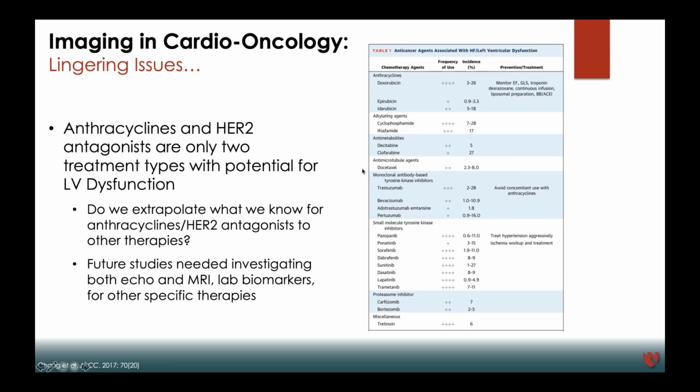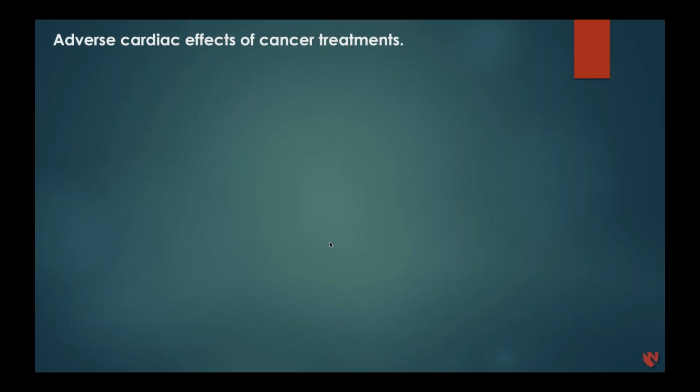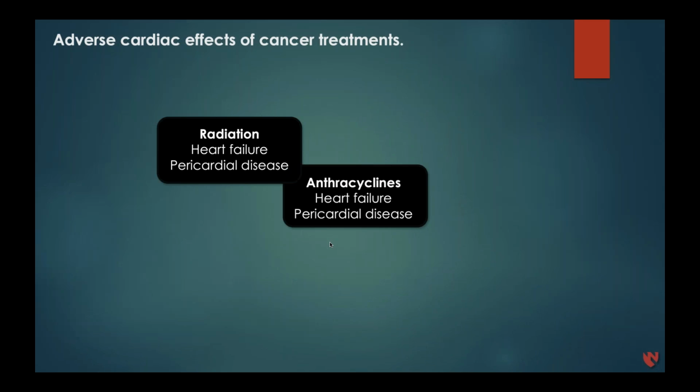Also, a lot of our studies in MRI are just with anthracyclines and HER2 antagonists, and that's similar to echo studies. Do we extrapolate what we know about anthracyclines and HER2 antagonists to these other therapies? Hopefully, in the future we'll be able to see more studies dedicated specifically to tyrosine kinase inhibitors and proteasome inhibitors, where I'm seeing a lot of cardiotoxicity. So definitely more room to find where to go from there.